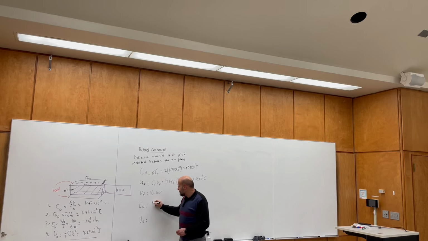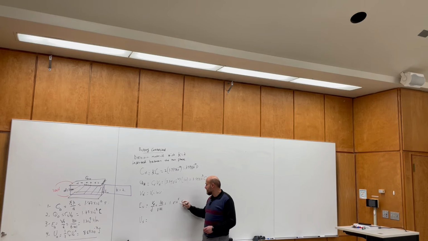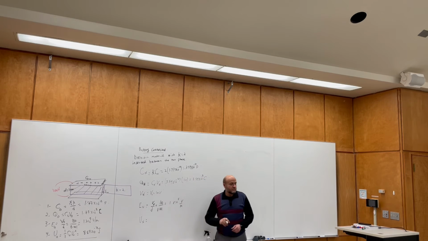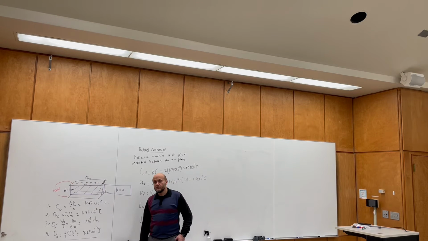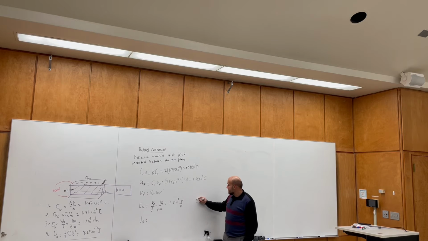What is the new electric field? We can use V nu over D, because V is 100, D is 0.001, that is 1 times 10 to 5 volt per meter. So this is the same as the field we have here. It didn't change.